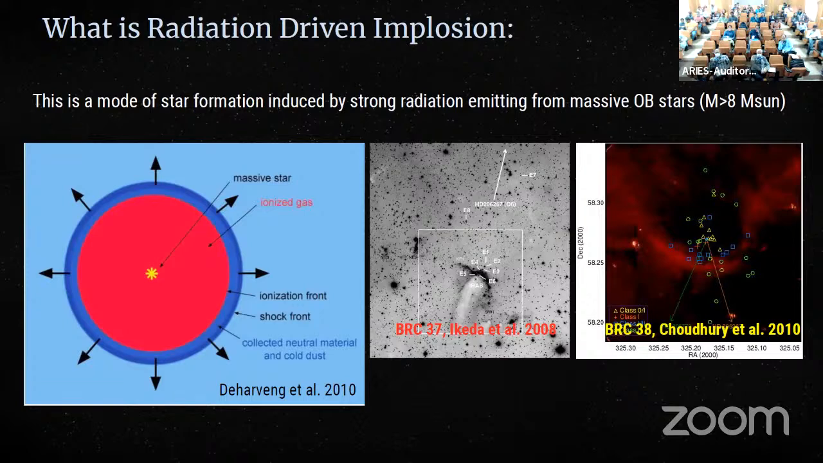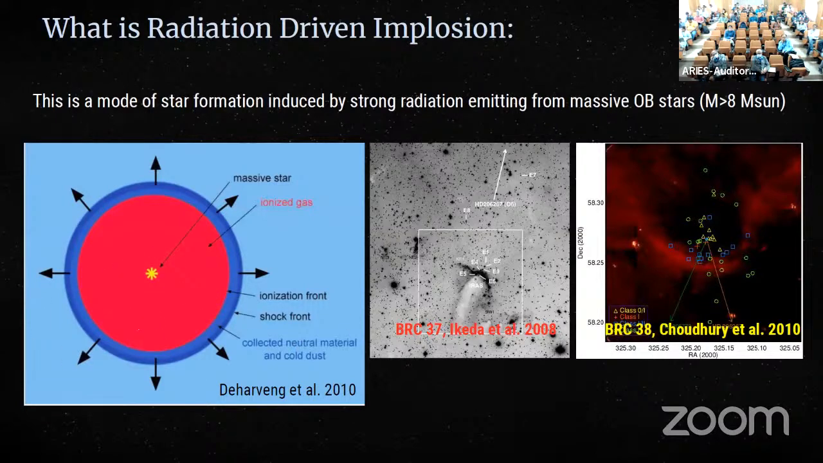This figure is taken from Dehelvang et al. 2010, where at the center there is a massive star, and because of the strong UV photons, it is associated with the HII region, and at the boundary there will be cold, dense molecular clouds. If there is any pre-existing dense cloud, at the boundary a shock front will be generated, which will compress the cloud, and eventually star formation will happen. There can also be a possibility of elongated structures, which point towards the massive sources.